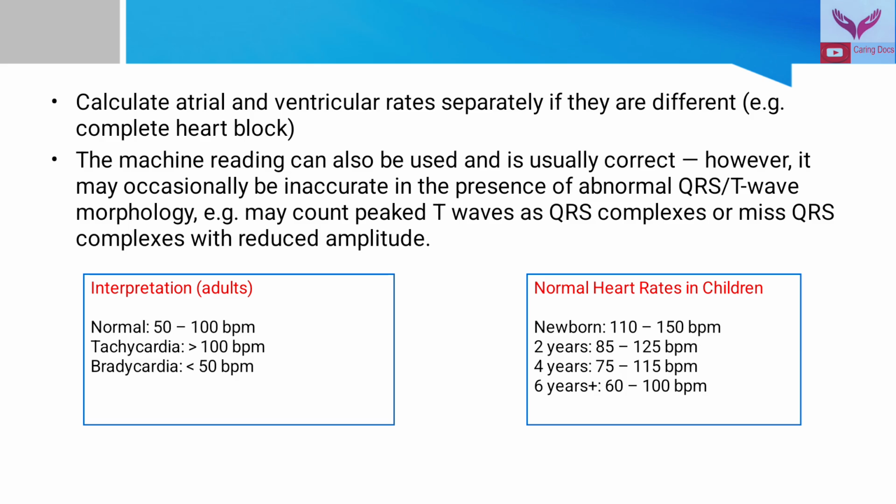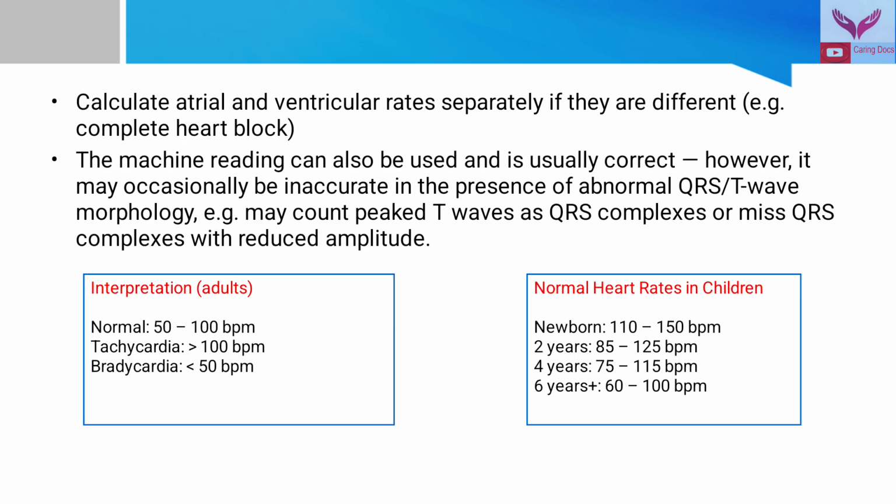And always remember that whenever there is a complete heart block, we usually calculate the atrial and the ventricular rates separately. The machine reading can also be used to calculate the heart rate, but at times it can be inaccurate in the presence of abnormal QRS or T wave morphology. For example, it may count the peaked T waves as QRS complexes or miss the QRS complexes with reduced amplitudes.